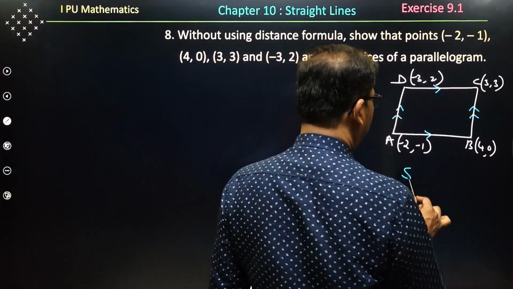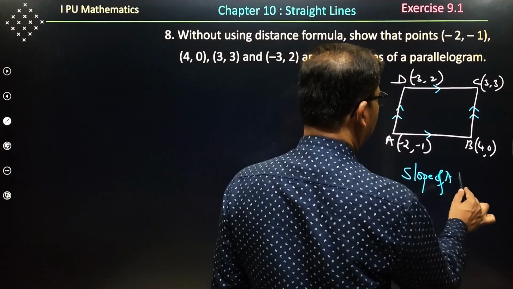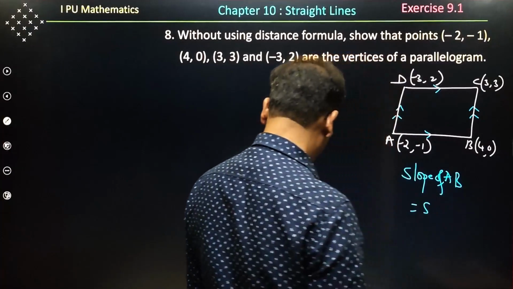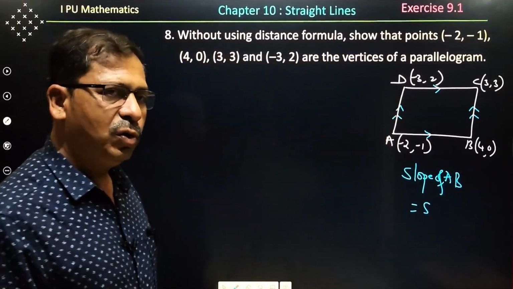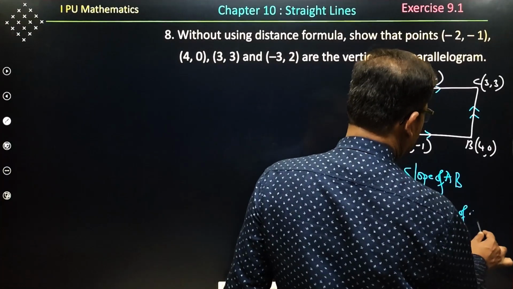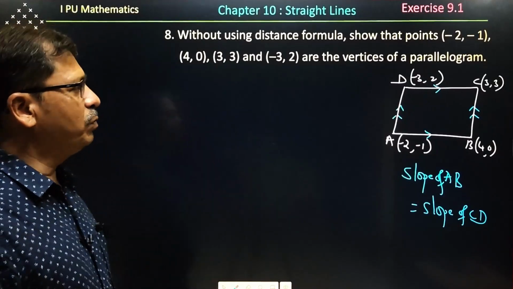It needs to prove what? You think over this. Slope of AB must be equal to what? Slope of AB must be equal to slope of CD. Very good. Similarly, slope of AD must be equal to slope of BC. This is what we need to prove.